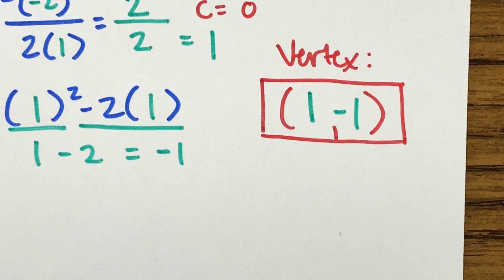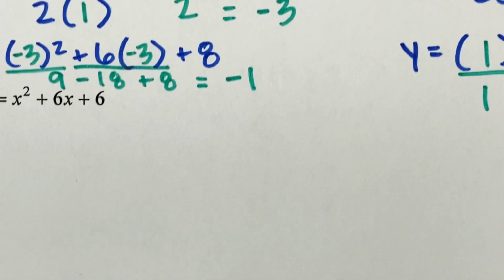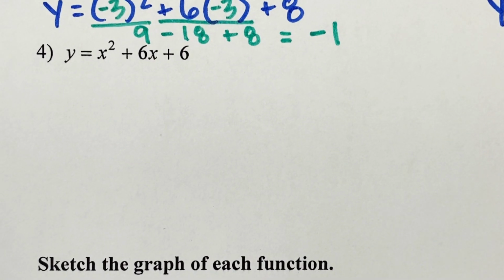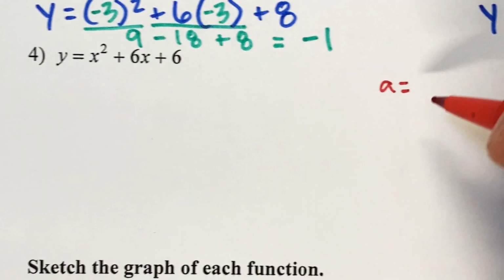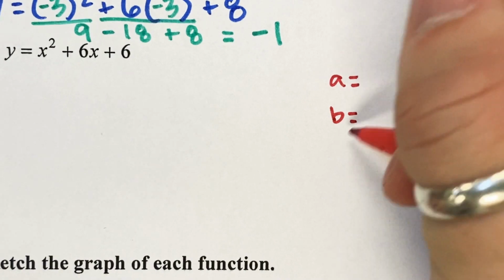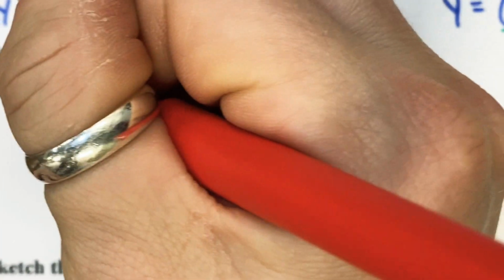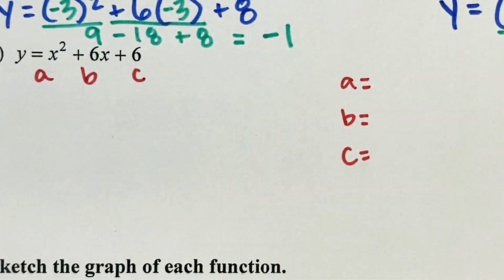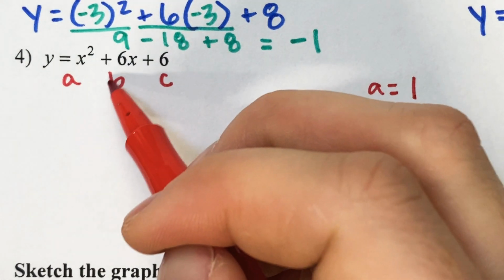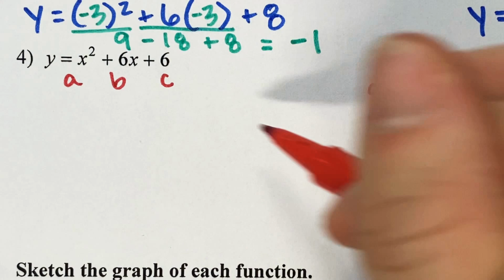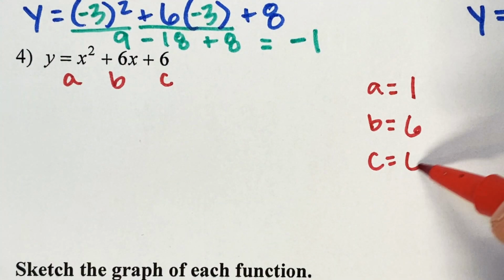Okay, let's do one more of these. Okay, so we have standard form, so I need A, B, and C for this guy. So what is my A? My A is 1. My B is 6. And my C is also 6.